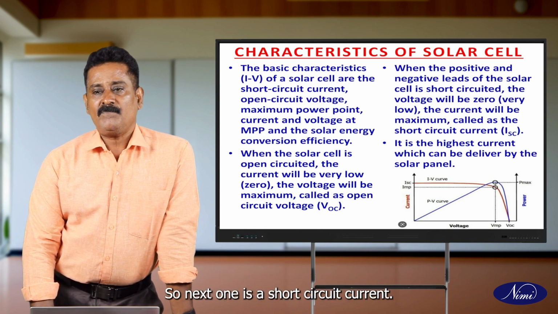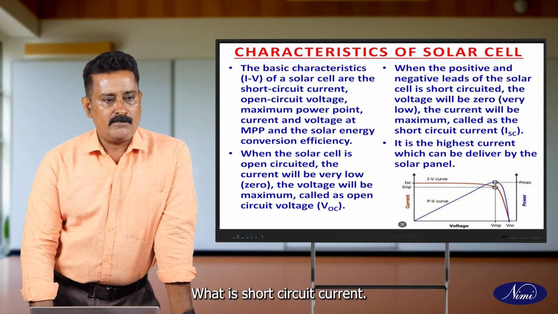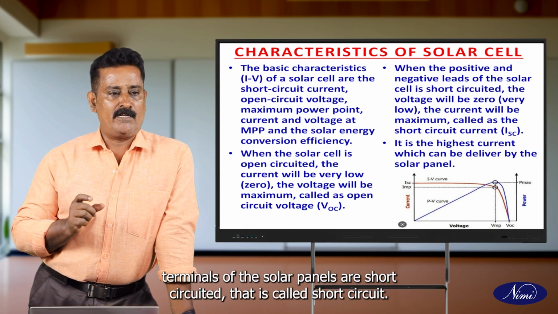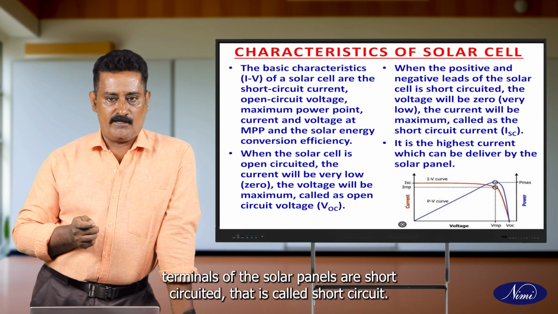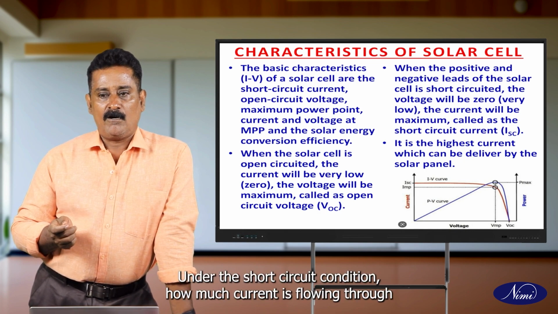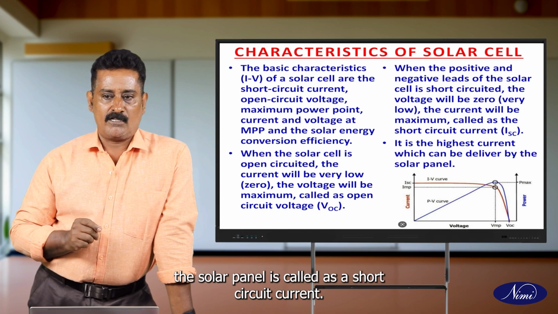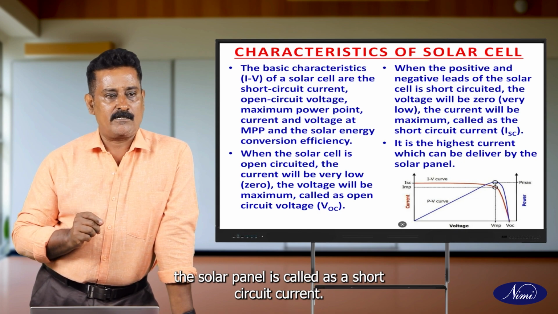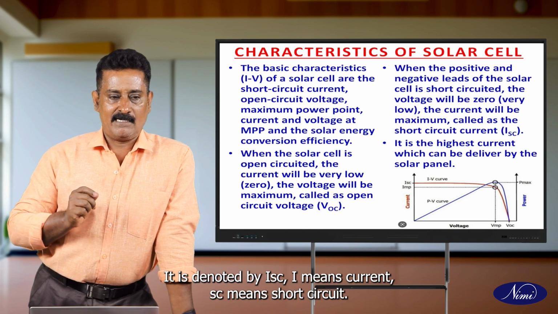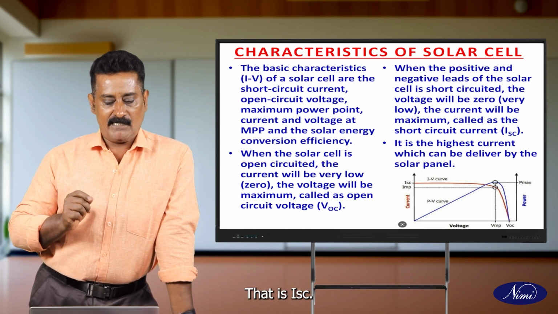Next one is the short circuit current. What is short circuit current? If the positive and negative terminals of the solar panel are short circuited, that is called a short circuit. Under the short circuit condition, the amount of current flowing through the solar panel is called the short circuit current. It is denoted by ISC. I means current, SC means short circuit, that is ISC.